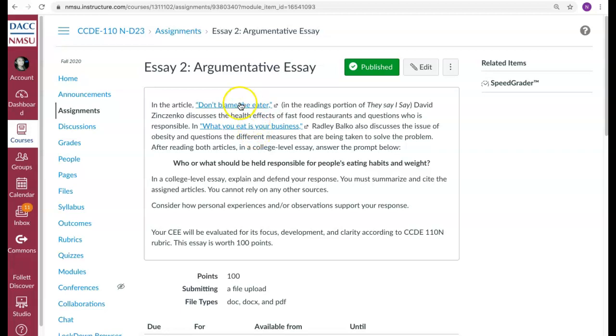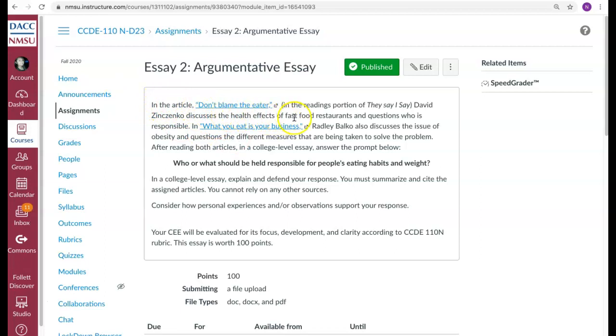So I do want to point out that you should read the articles first. Don't Blame the Eater is available online. I went ahead and linked it, but it's also available in your textbook. So if you prefer to read it from your textbook, you can go ahead and do it. It's towards the end where all the readings are located. The next article is What You Eat Is Your Business, and this one is also linked here, so you can read it online. As you can tell by the titles, they both have the word eat, so they are both related to food and things like that. So let's go ahead and go over the instructions.